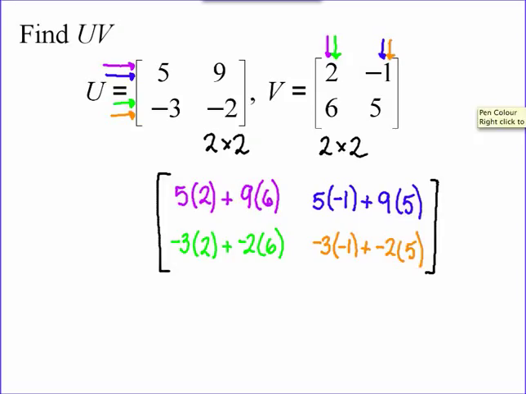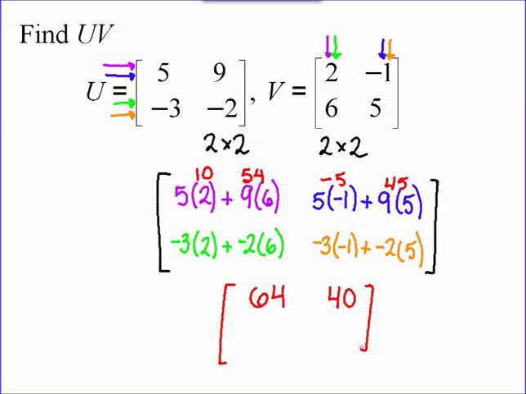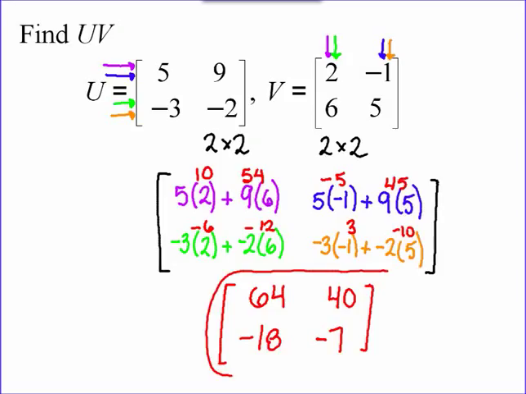So last but not least, all we need to do is calculate what in fact those are. You're going to have 10 plus 54, which is 64. Good. For my next one, I'm going to have negative 5 plus 45. Good. So the answer will be 40. From the bottom one, I'm going to get negative 6 plus negative 12, and from this one, I'm going to get 3 plus negative 10, which is negative 7. There you go. Questions?